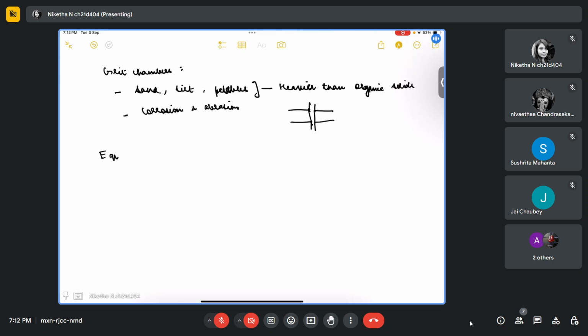So after the grit chamber, we will have something called an equalization tank. Generally, an equalization tank is sometimes provided, and sometimes people just don't provide one. Instead, they directly go for primary settling. In the equalization tank we just mix the wastewater.